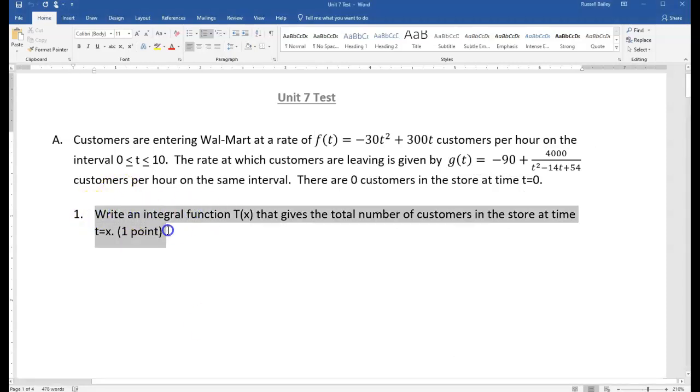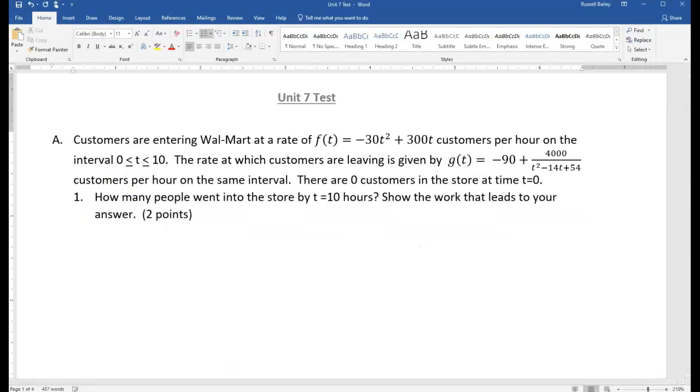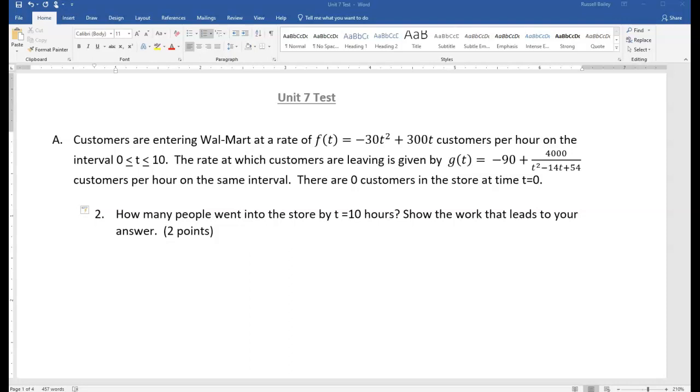Now, number 2, this question a lot of people missed. This is number 2. How many people went into the store at t equals 10 hours? Now, a lot of you guys did an integral starting from your starting time to your 10 time, and that's good. But a lot of you guys put f minus g there, and that's incorrect.